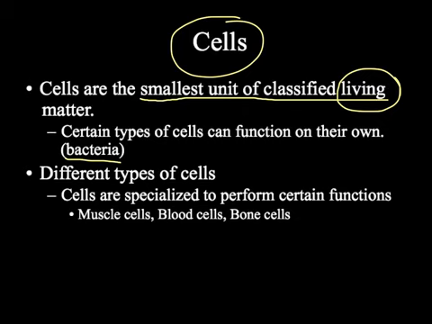But in the human body, we're going to have differentiation. We're going to have dozens and dozens of different cells that are all working together to keep us alive. And, just a quick overview: muscles, blood, bone, and the list is going to go on and on. But any one cell by itself is considered alive.